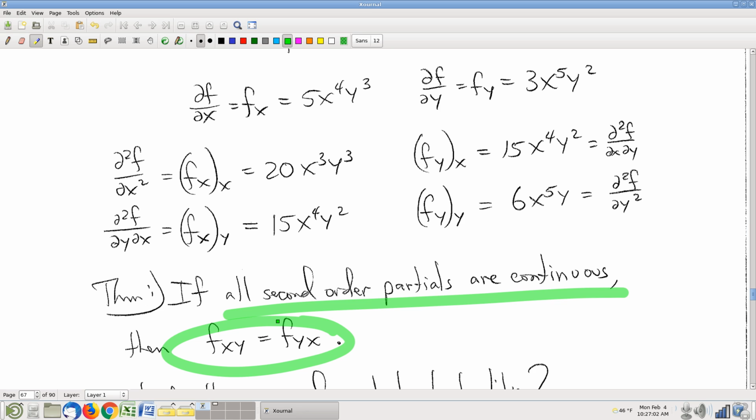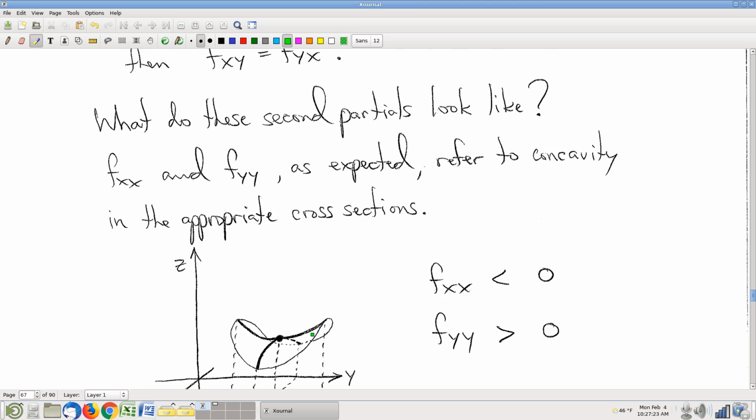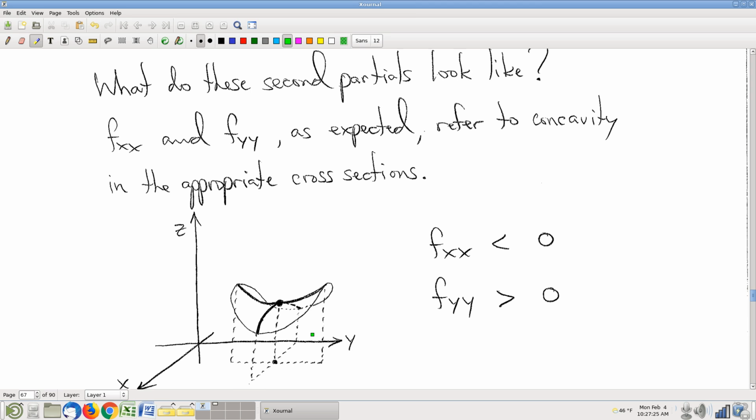And I'm going to try to give you some sort of plausibility argument about it in a few minutes, but at first glance, certainly not obvious, right? In fact, I think even a little bit surprising. Okay. All right. So, what do these second partials look like?